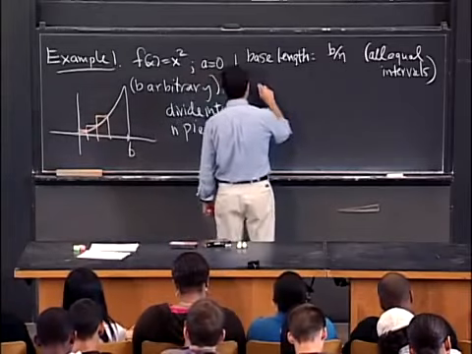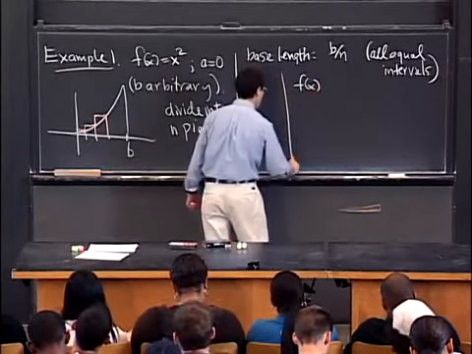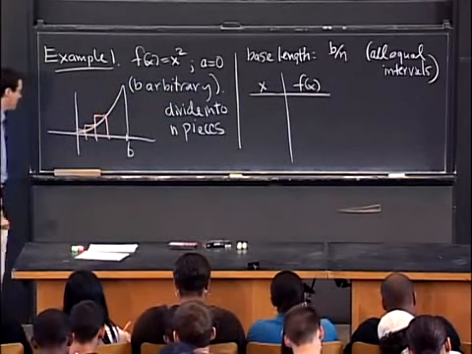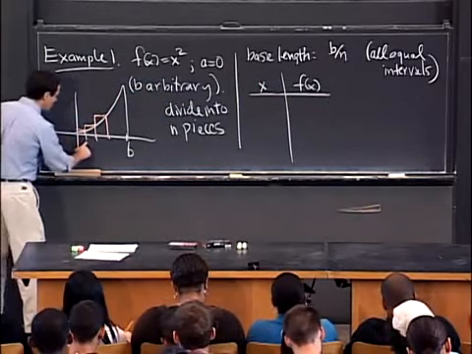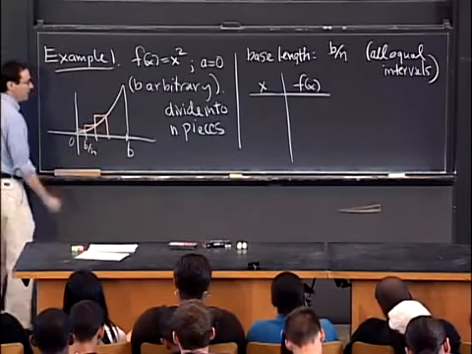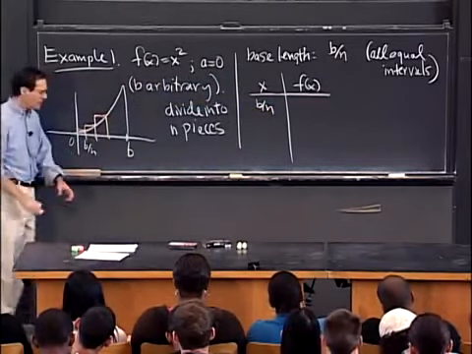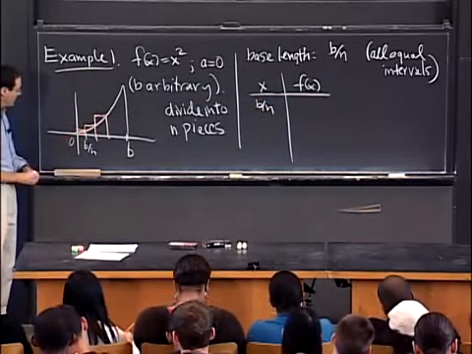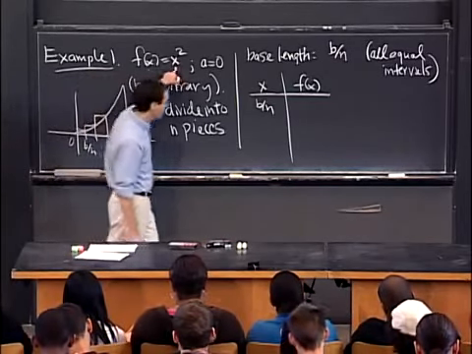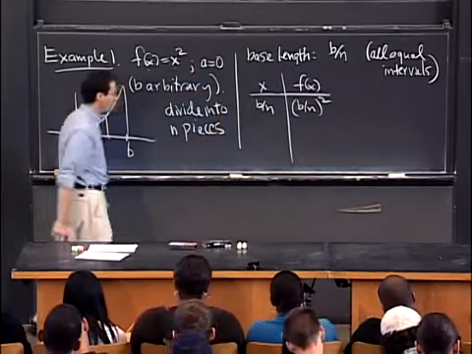And in order to keep track of the heights, I'm going to draw a little table here with x and f of x, and plug in a few values just to see what the pattern is. The first place here after 0 is b divided by n. So here's b divided by n. That's an x value. And the f of x value is the height there. And that's just, I evaluate f of x. F of x is x squared. And that's b divided by n, the quantity squared.